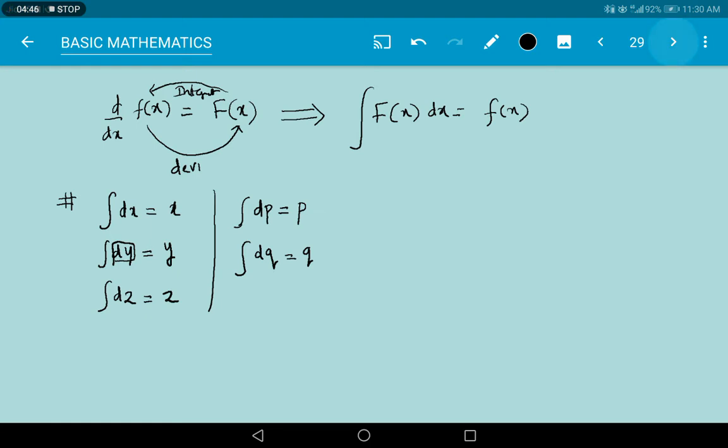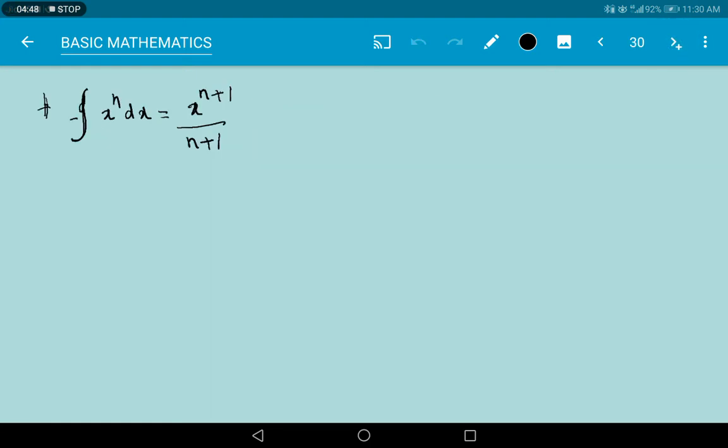Okay, the next formula, integration x to the power of n dx. So integration x to the power of n dx, we can write as x to the power of n plus 1 by n plus 1. Let us take one example here.